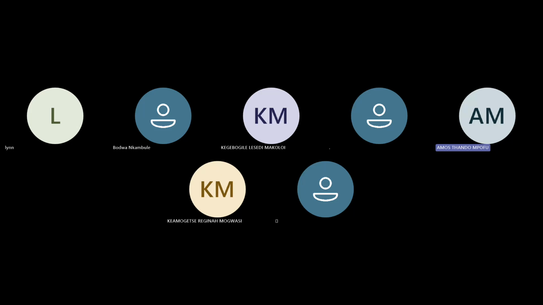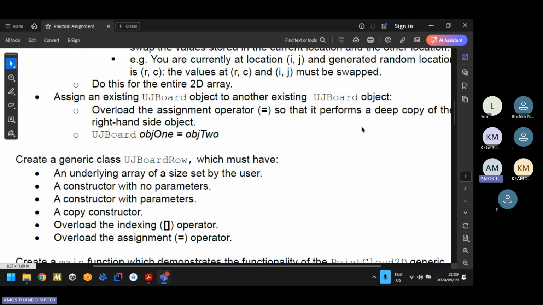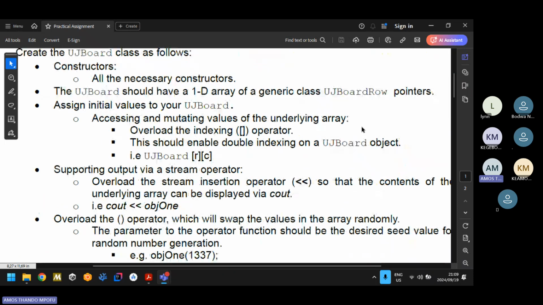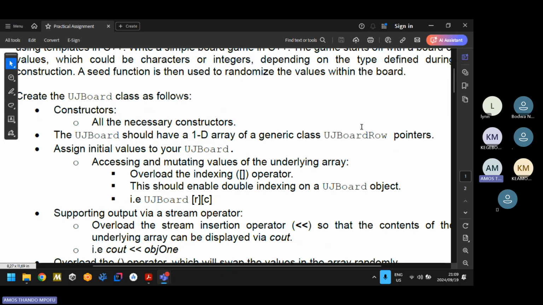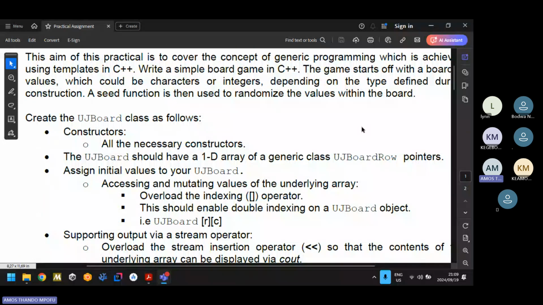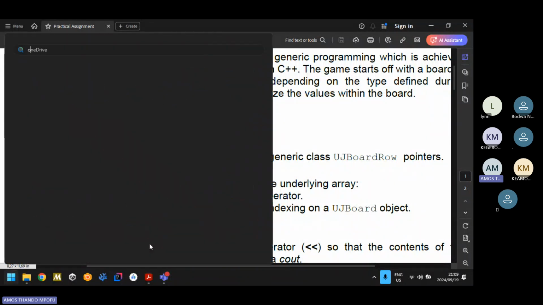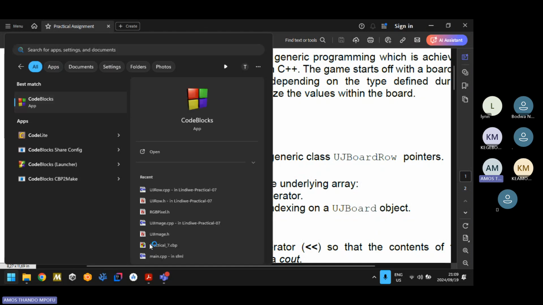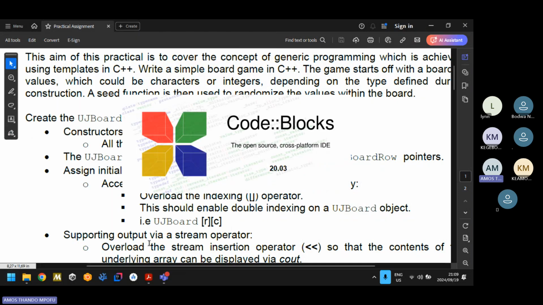Grouping and things like that. So I'll just do a different class. I'll call mine UJ_chess, and the other class will be called UJ_chess row. So my problem will be based on chess. So I'm gonna open Code::Blocks and then we'll start.